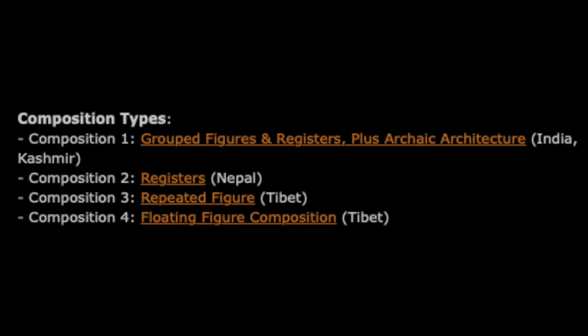The subject is repeated figure composition. With Himalayan art, with painted examples, we have four types of composition. We have overlapping figures, we have registers, we have floating figures, and we have repeated figure composition.